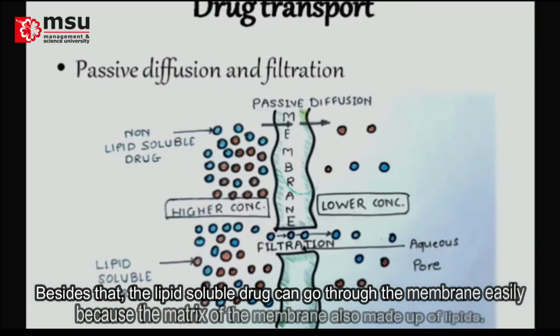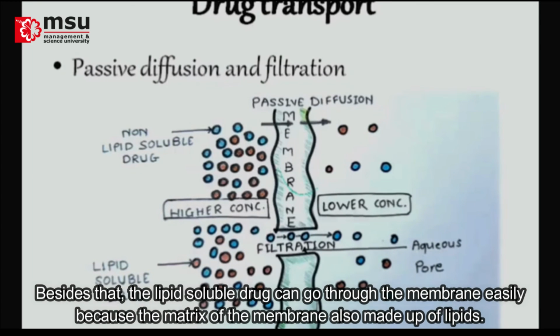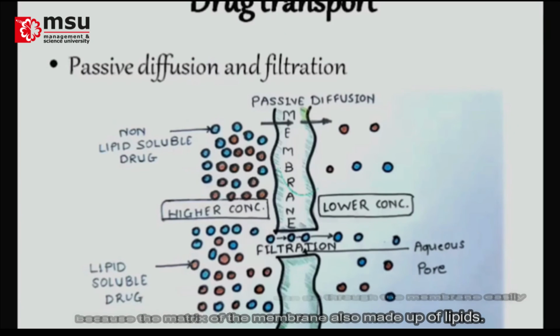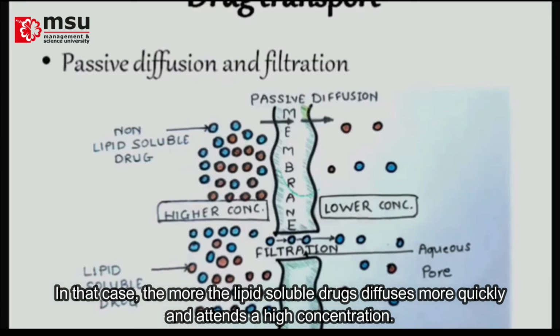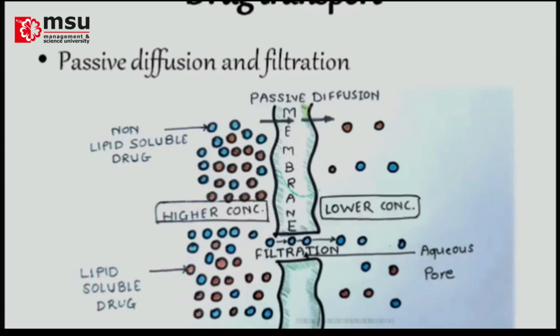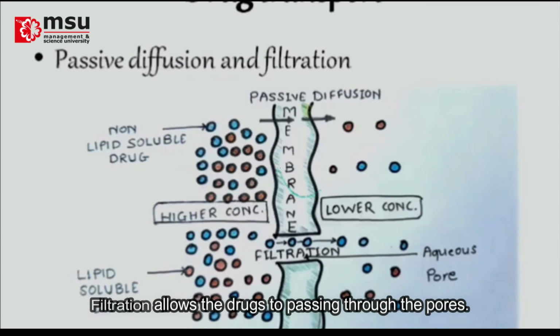Besides that, the lipid-soluble drug can go through the membrane easily because the matrix of the membrane is also made up of lipids. In that case, the more lipid-soluble drugs diffuse more quickly and attain a high concentration. Filtration allows the drugs to pass through the pores.